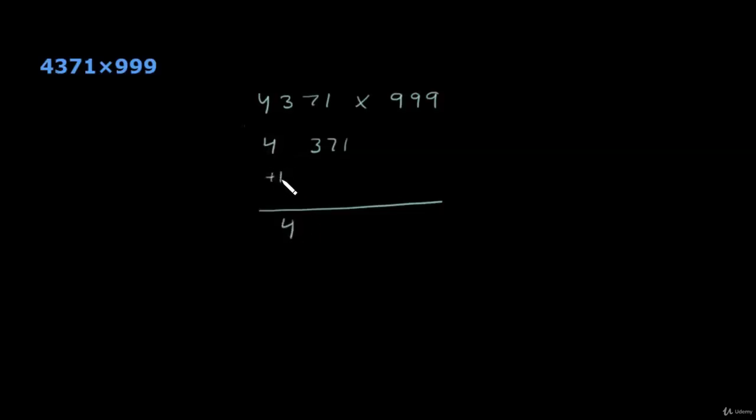Then we will increase this number by 1. This will become 5. Now we will subtract this number from the second part of the number, 371. That means we are going to subtract 5 from 371, and this is going to give us 366. This will become the second part of the answer.